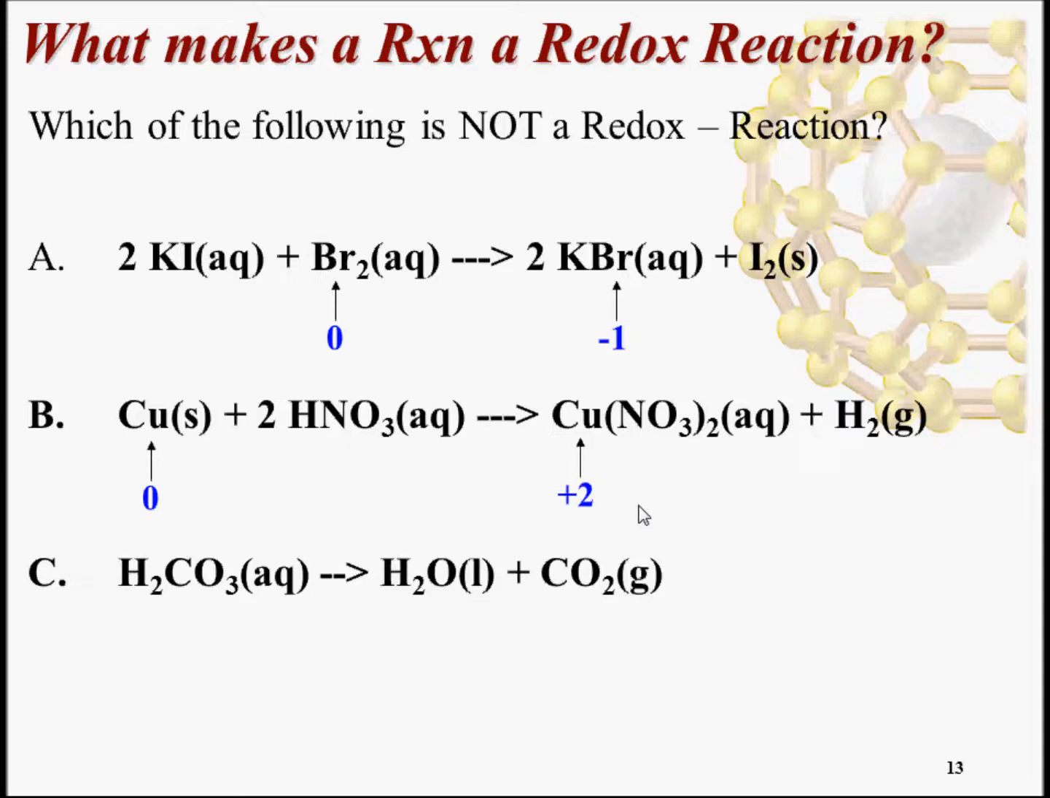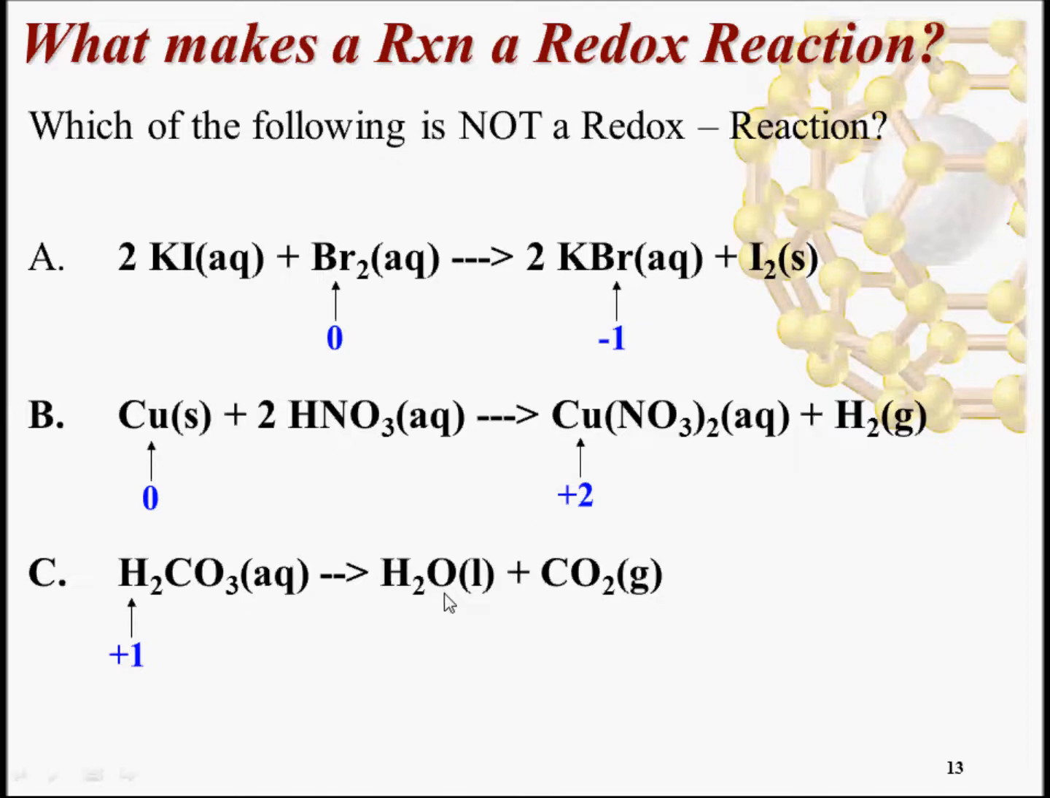Let's look at C. To start with, I have my hydrogen. And here the hydrogen has a +1 charge. So its oxidation state is +1. And on the other side, it's in water. Well, the O is -2. That means my hydrogen is still +1. Okay, so no change there.